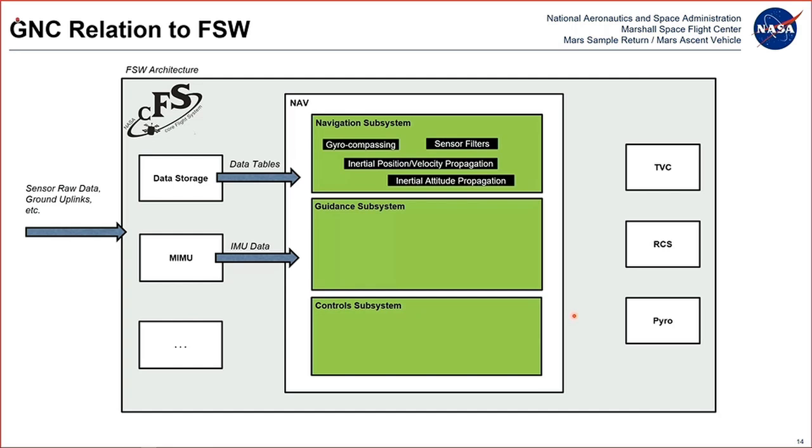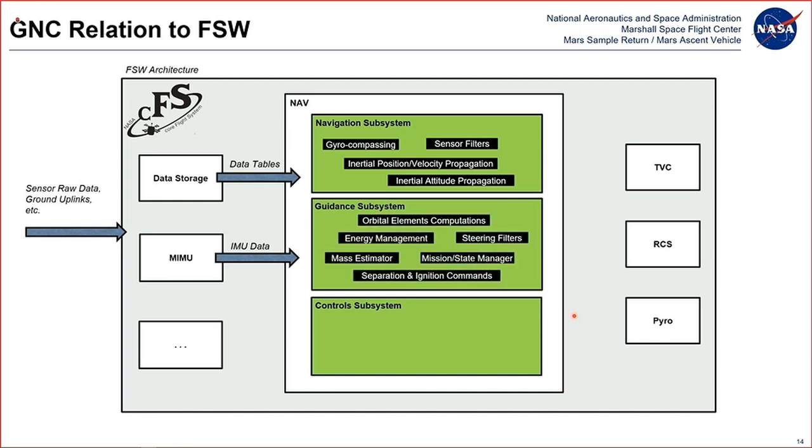Navigation is responsible for sensor filtering, for position, velocity, and attitude propagation and estimation, and for performing some gyrocompassing activities that we actually need to be running well before we even launch. So lots of very important related activities going on in the navigation subsystem.